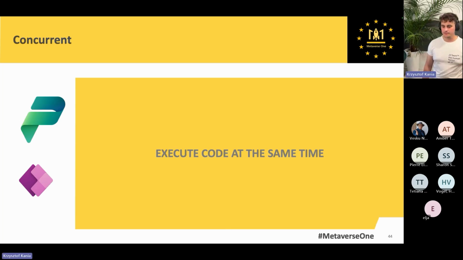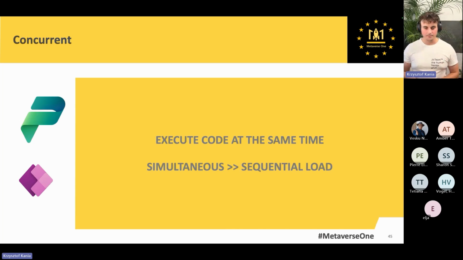Canvas apps, by default, are not calling initialization or calling the data at the same time. We need to utilize the Concurrent function. This function allows us to execute a few things at the same time. But let's go to details.